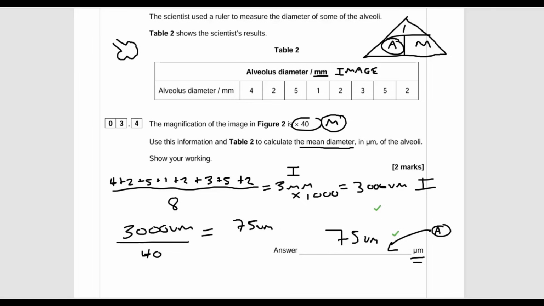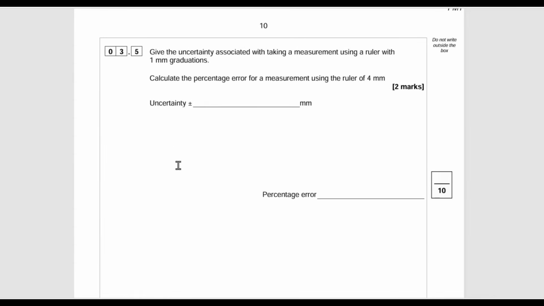So it meant that you had image and something else. It meant you had magnification and something else, and it had to be the image.